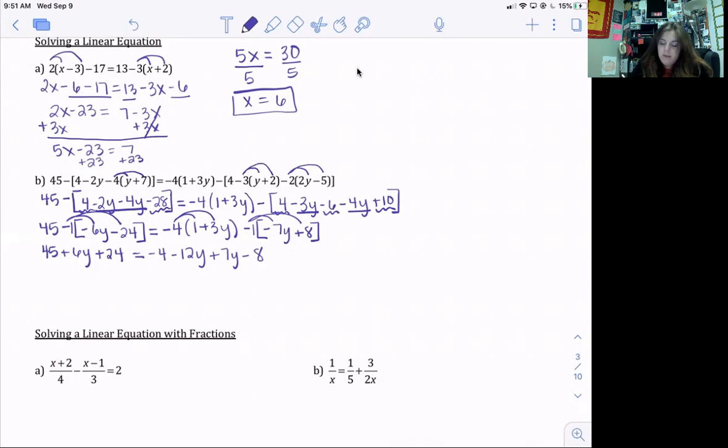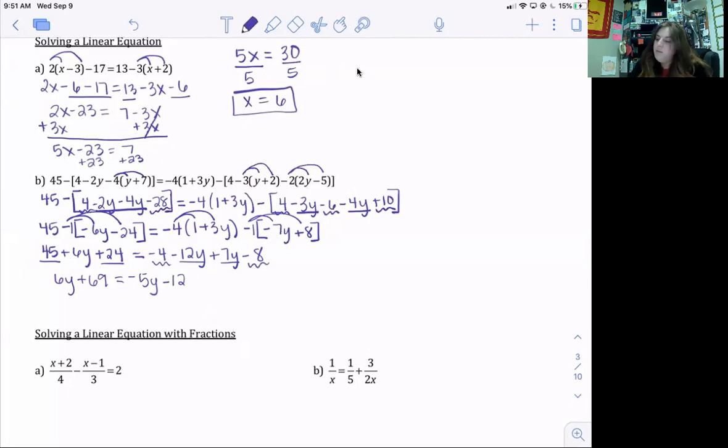So now we're going to combine like terms. So 6y is by itself. 45 plus 24 gives us 69. And then on the right-hand side, negative 12y plus 7y gives us negative 5y. And negative 4 minus 8 is negative 12.